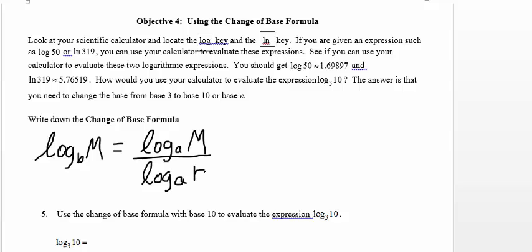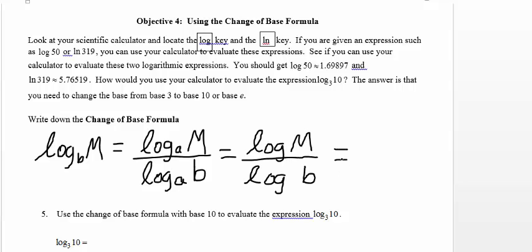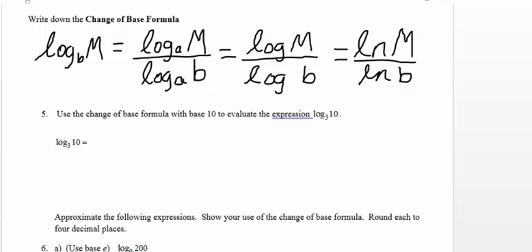So remember the change of base formula, the base b log of m is the base a log of m divided by the base a log of b. Well, if I'm using common logs, that would be the common log of m divided by the common log of b. If I'm using natural logs, that's the natural log of m divided by the natural log of b. And those are typically what we're going to be using. Those are the logs on your calculator.